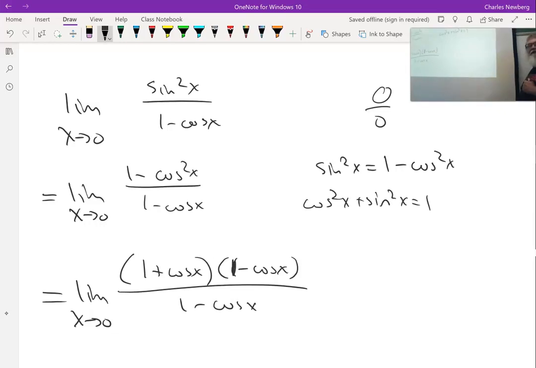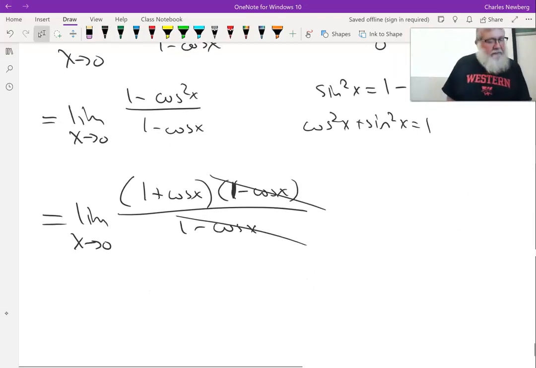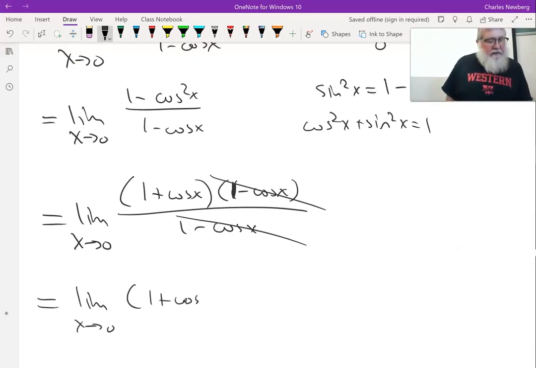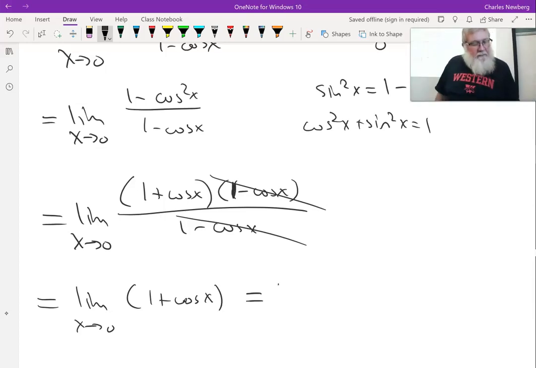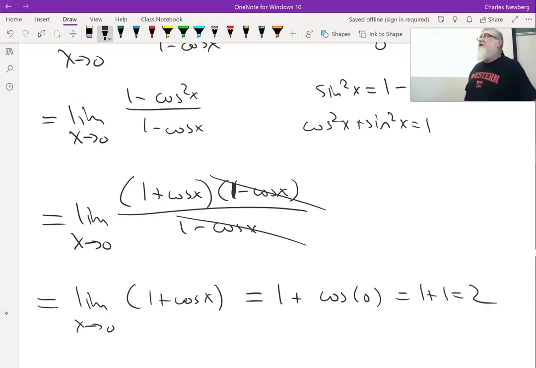Now, does anybody see things that'll cancel? Yeah, and that's really removing the 0 over 0 part. And now what do we have? We have the limit as x approaches 0 of 1 plus cosine x. And we just saw we could do the limit of cosine. What's 1? Is that a constant? It is, right? What's the limit of a constant? The constant. So that's going to be 1, and that's going to be cosine of 0. And what's cosine of 0? 1, so what's that limit? 2.